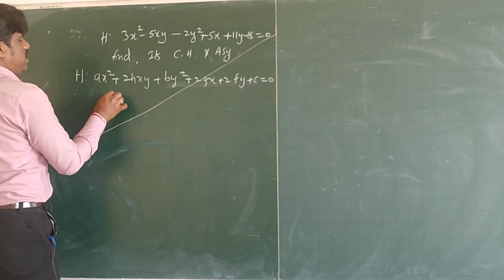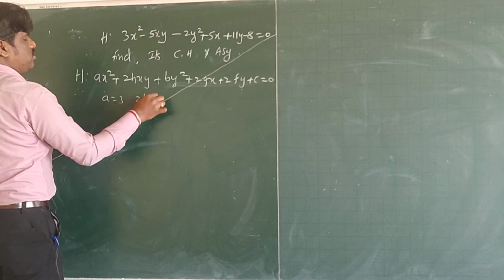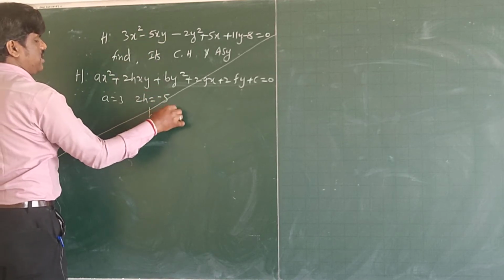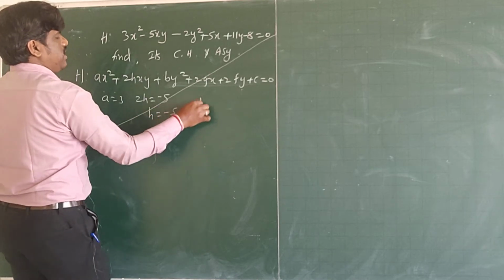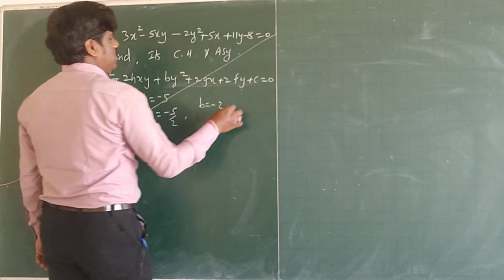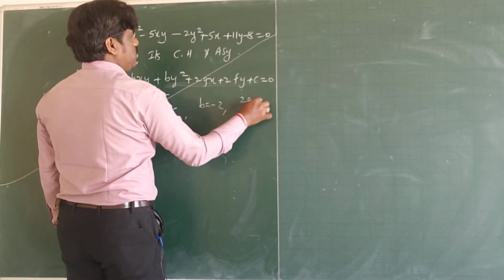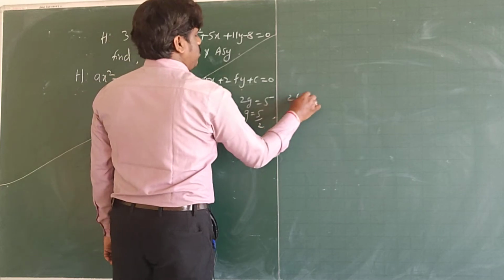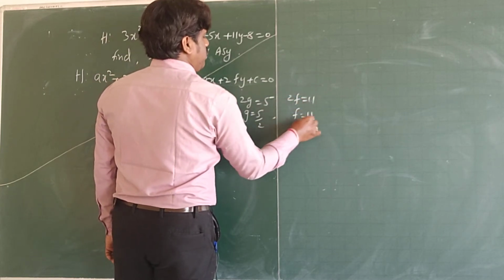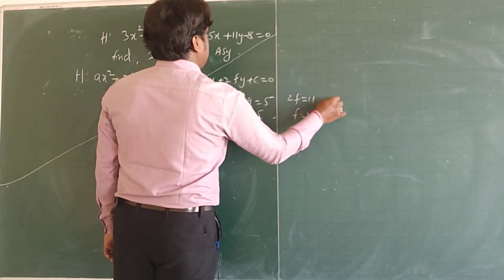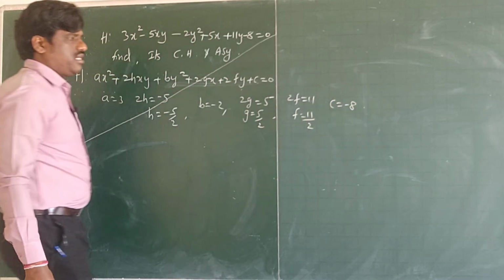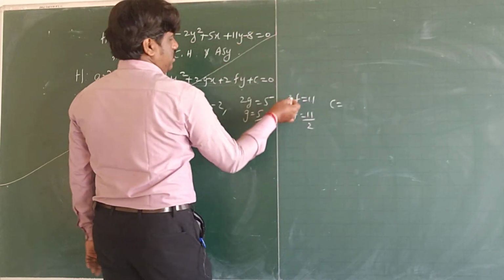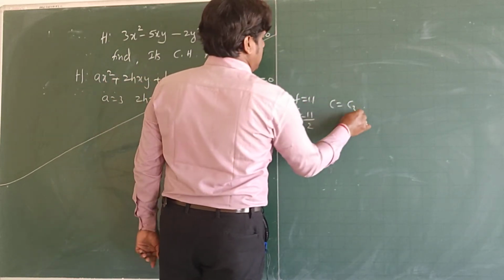The value of a will be 3. Comparing, 2h is equal to minus 5, so h equals minus 5 by 2. b is equal to minus 2. 2g is equal to 5, so g is equal to 5 by 2. 2f is equal to 11, so f is equal to 11 by 2, and c is equal to minus 8. This is what you have. We don't know the c for the asymptote, we have to find it, and we take it as c3.